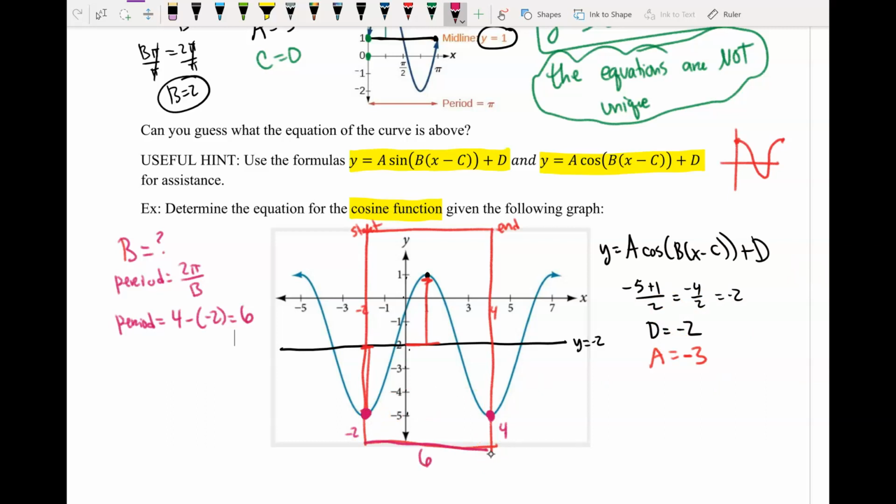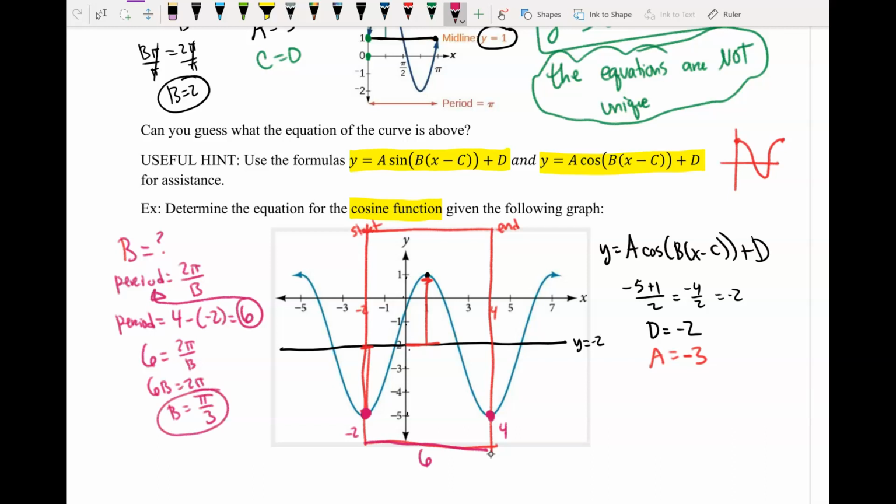Okay, so I'm just going to plug in this 6 in here to figure out what b is. So 6 equals 2 pi over b. So 6b equals 2 pi. So b is equal to 2 pi over 3. Oops, that's wrong. pi over 3. So that's what b is.